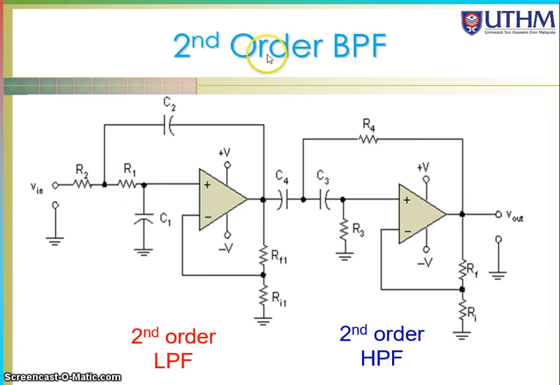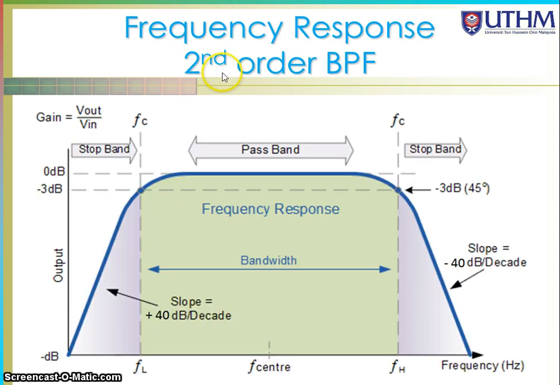For a second order bandpass filter, a similar method can be done, meaning that we combine a second order low pass followed by a second order high pass filter. Since both are second order, we have a second order bandpass filter. The frequency response will of course double, so you'll get a positive 40 dB per decade and minus 40 dB at the high frequency, which is for the low pass. The bandwidth is the difference between the high cutoff and the low cutoff, and this is the center frequency.